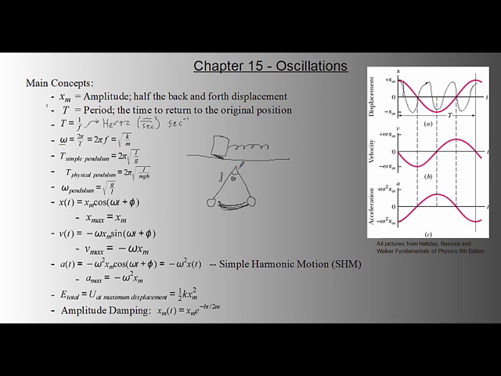If nothing else changes, the length of the string doesn't change, the mass stays the same, then on different planets with different accelerations, the period will be different. So it's kind of cool.